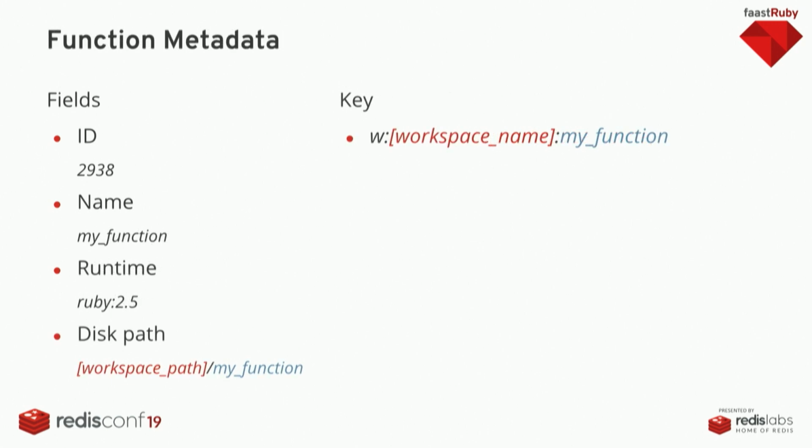So then for the function, same thing, I created an ID and named it, with a field for the name, the runtime, and the disk path, which will be the workspace path and the function name, basically. And again, I chose to put the key inside of the workspace name because when you make a request with the subdomain, I grab the workspace name from the subdomain, and I want to just get the function from that subdomain. So that was the fastest way I found to make that request happen.